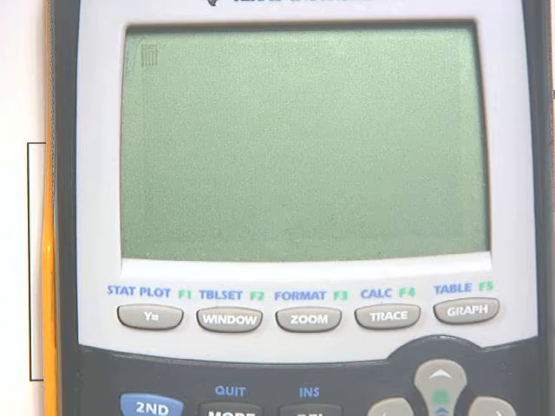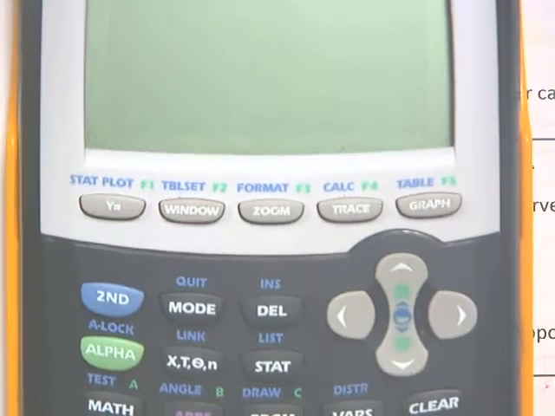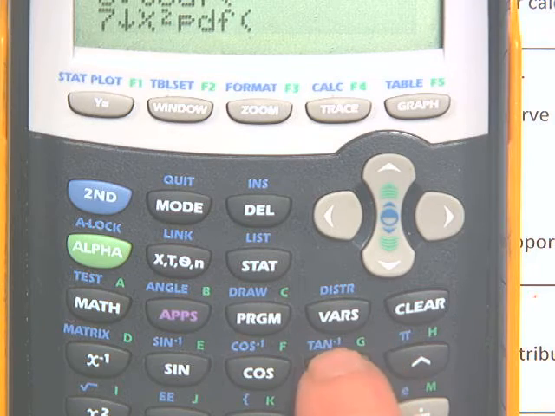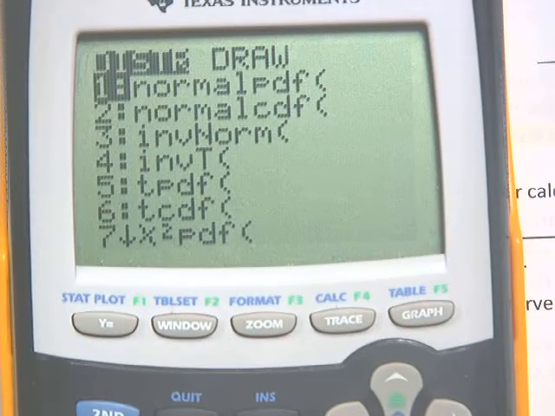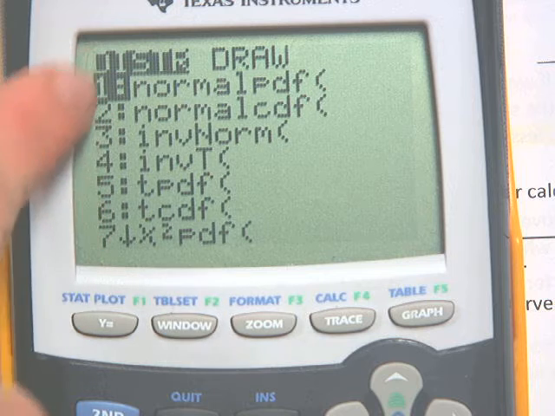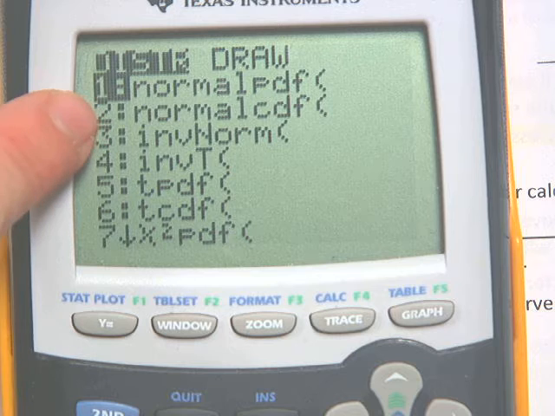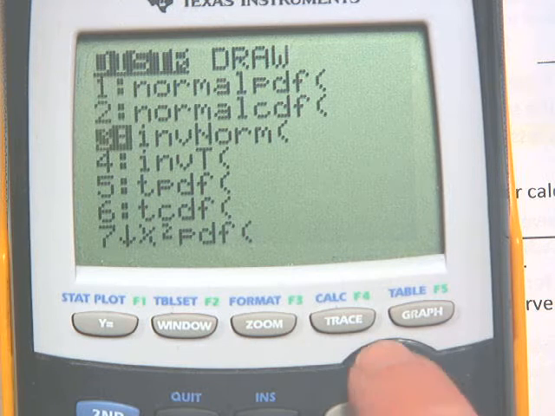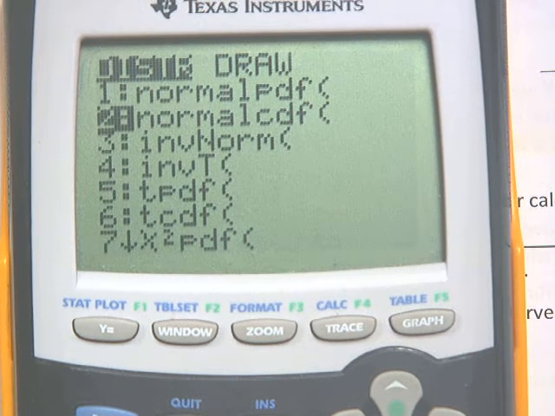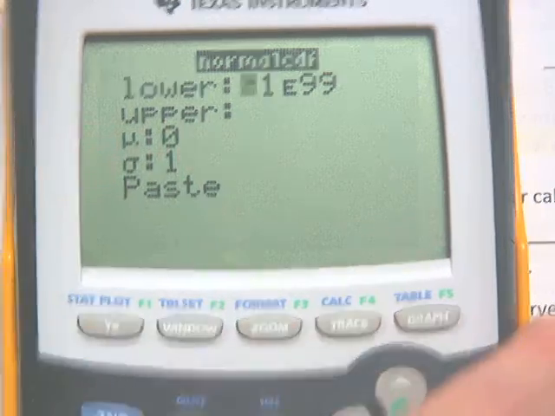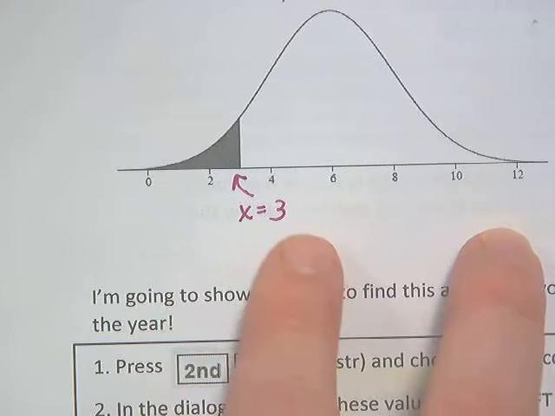You're going to hit second, so the blue button, and then vars, which is like your variable statistics. Second vars. And you have this distribution menu. That's the menu we want to be on. And it says to choose normal CDF with a little open parentheses there, so option 2. It's going to always pop up with this menu: lower, upper, what is your mean, and what is your standard deviation. Okay, look at your picture really quickly.